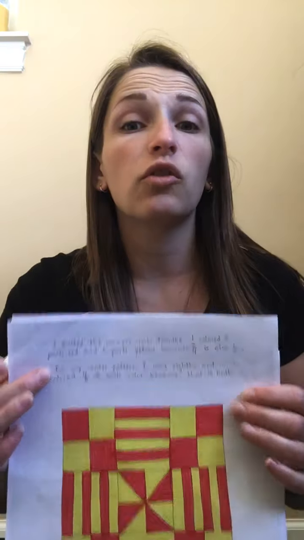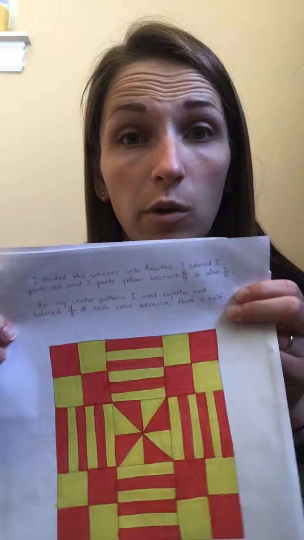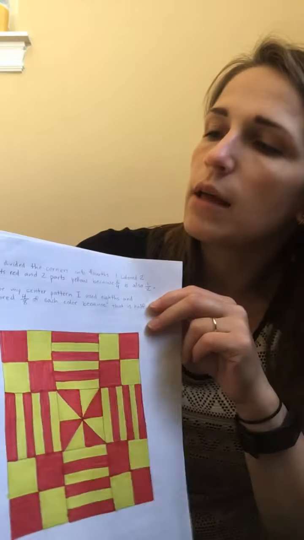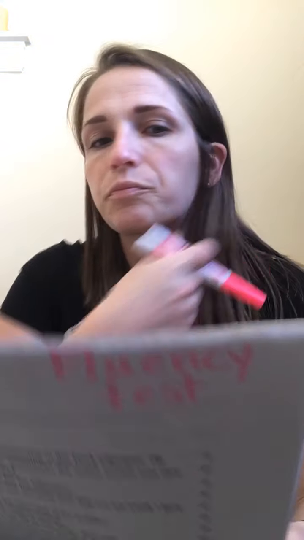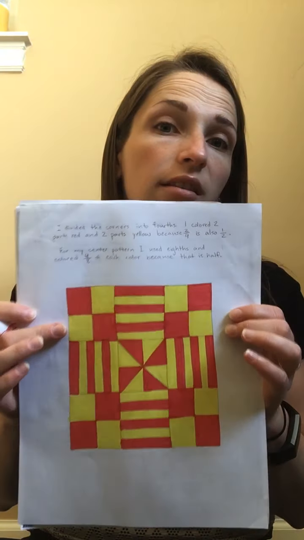And then they asked for a description. It's important on a problem like this that you are using words. That's the point. So let me read what I've written so far. I divided the corners into fourths. I colored 2 parts red and 2 parts yellow because 2 fourths is also 1/2, and that's what they had asked you to color. For my center pattern, I used eighths and colored 4/8 of each color because that is half. All right, and then I probably would talk about my sixths as well.